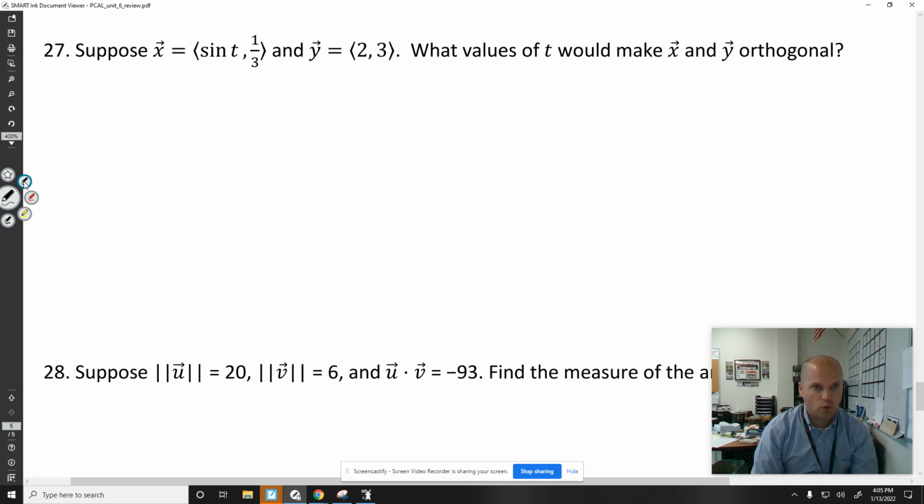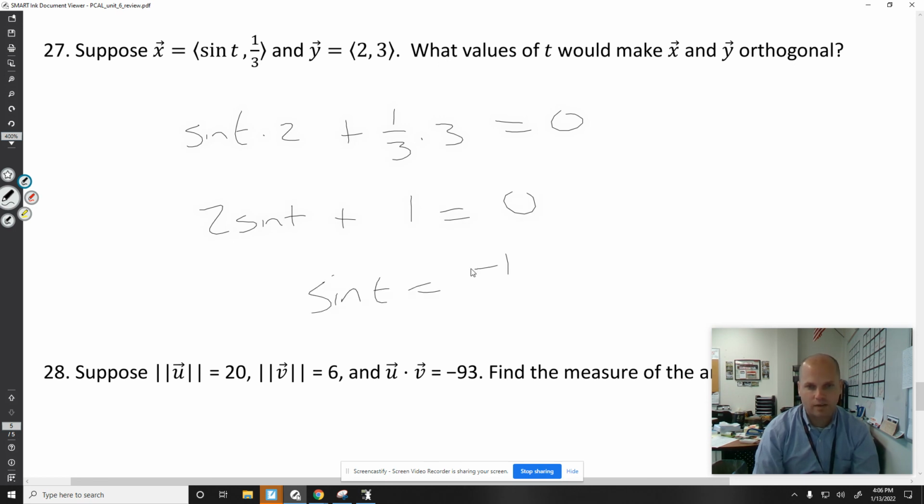When will these be orthogonal? Well, when the dot product equals 0. Oh, look at that. We don't even need a calculator.